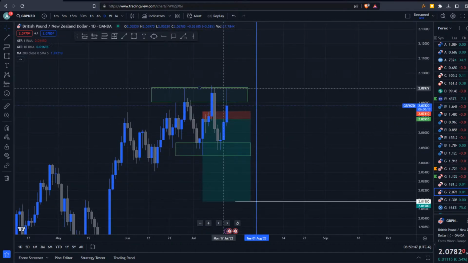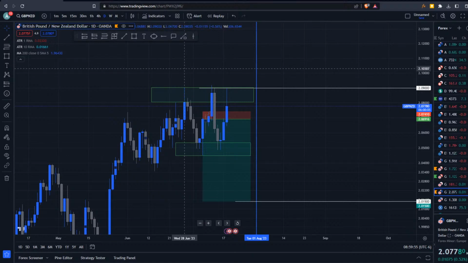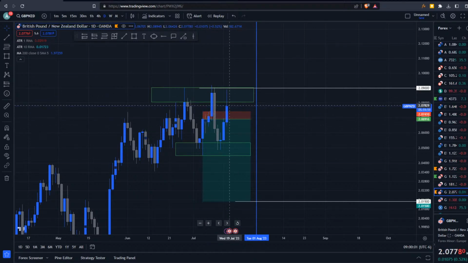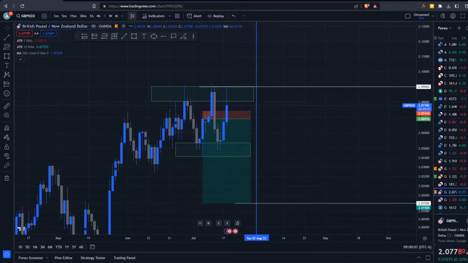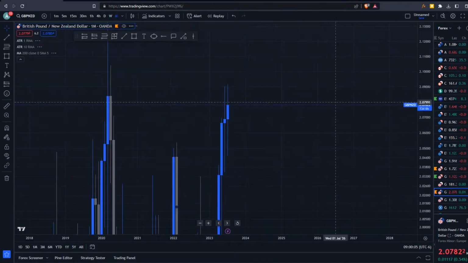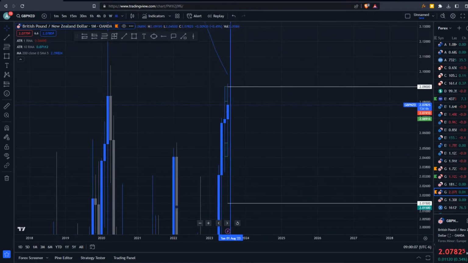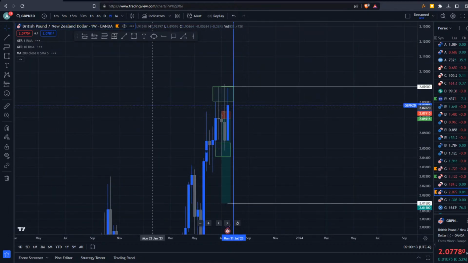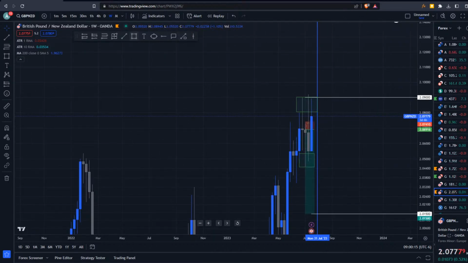Pound kiwi. Okay, so this is good. I'm actually going to mark this because this is a trade I might take. So rejection, rejection, rejection. There's big bearish momentum out of this zone. Now it's retesting, rejecting heavily. This is a major zone here where there's a ton of rejection already. Weekly wise, also rejecting.